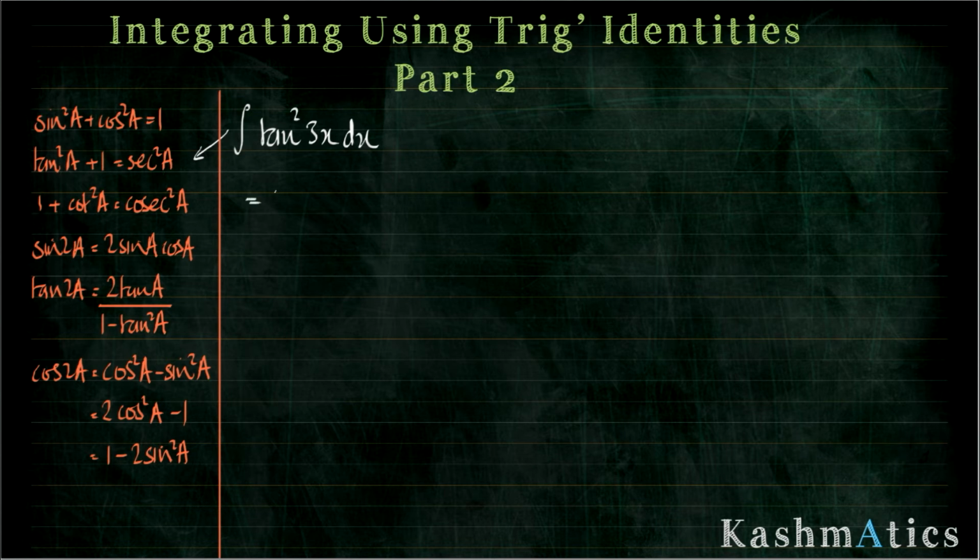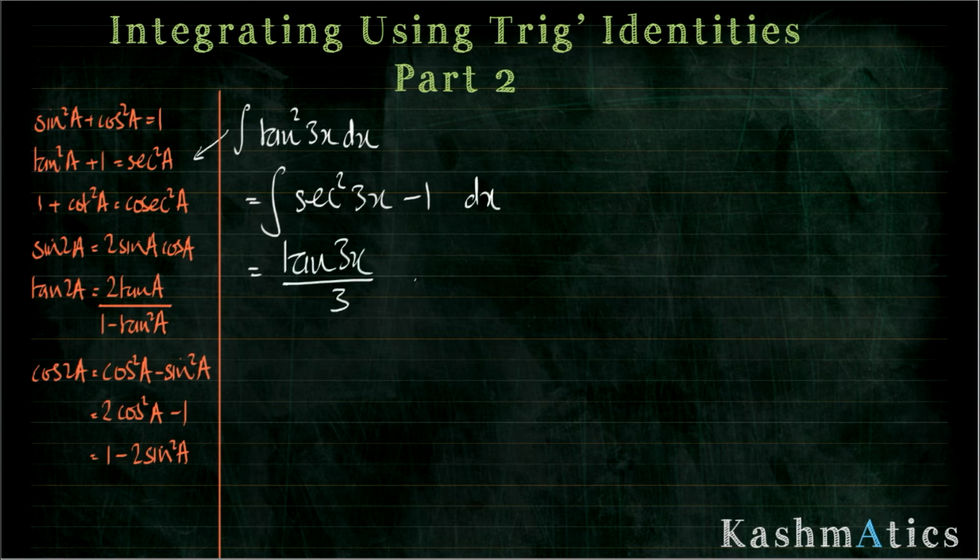So this would be written as sec squared 3x minus 1 dx. So now what we've got is two terms which we know we can integrate, because the derivative of tan is sec squared, which means the integral of sec squared is tan, and 1's easy to integrate anyway. So this becomes tan 3x over 3, take away x, plus c.